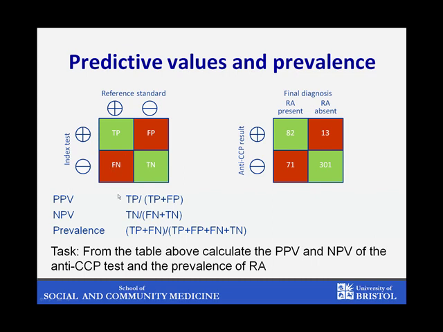And finally, we can calculate the actual prevalence of disease in our population. That's the numbers here in this column, both the true positives and false negatives, divided by all the participants in the study. In other words, all 4 cells. So if you have a look at this side of the slide, we've got the numbers from our research study. Write down on a piece of paper what you think would be the numbers to calculate the positive predictive value, negative predictive value, and the prevalence of rheumatoid arthritis.